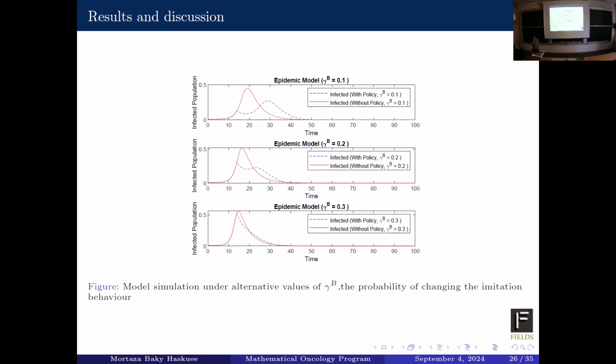Also, regarding the response of the people to policies, gamma B is the parameter. For different levels of the response, we also see how it affects the number of infections over time, and also the maximum number of infections.